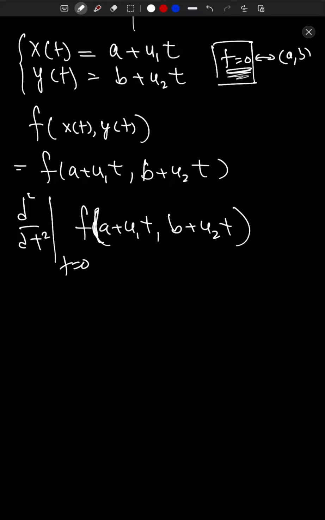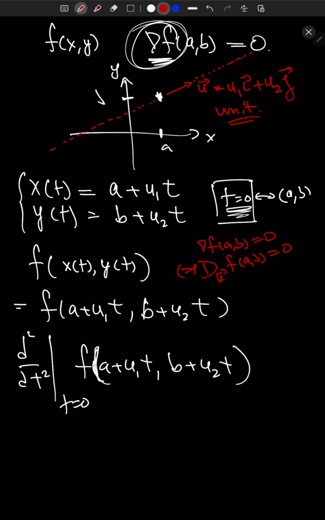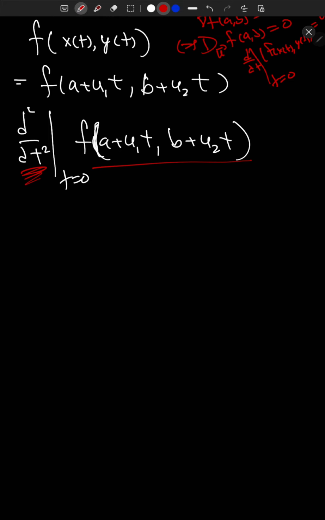And again, we know that the first derivative is equal to 0 because we know that gradient of f at AB is equal to 0. So I should write that just as a quick reminder. Gradient f at AB equals 0 tells me that the directional derivative in the direction u of f at AB equals 0, and that's literally d dt of f of x of t, y of t at t equals 0. That's equal to 0. So I know the first derivative of this f is 0. So it's not that interesting in a way. So I'm taking the second derivative now.